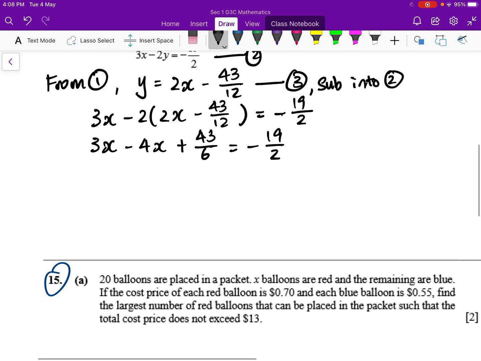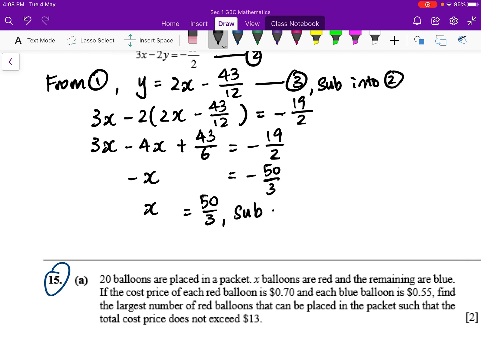So on the left hand side, we've got 3x minus 4x is -x. I'm going to subtract 43 over 6 on both sides. The denominators have to be the same, or if you're using a calculator, you don't have to bother about that. Let's subtract 43 over 6 on both sides. We get 50 over 3. So our x value is simply 50 over 3.